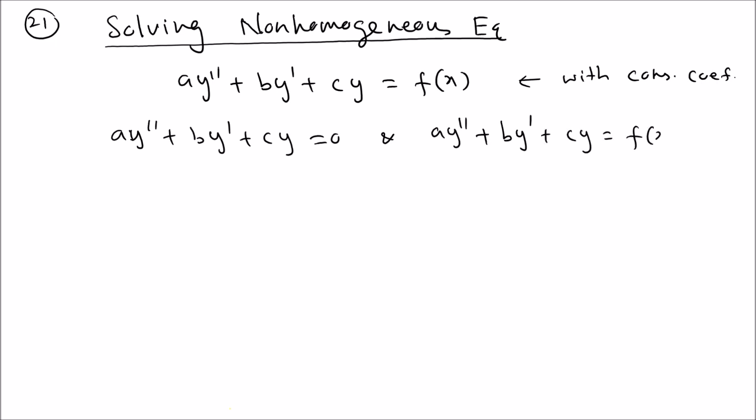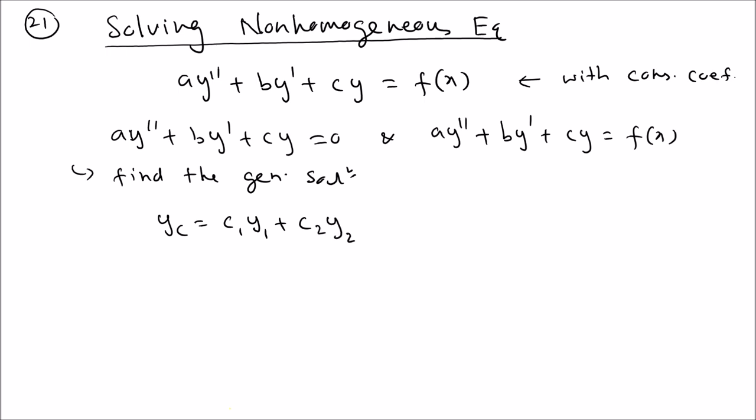So from the homogeneous one, we find the general solution, what we normally call the complementary solution. This has the format y_c, the complementary solution, equal c1 y1 plus c2 y2. So that's the general solution.